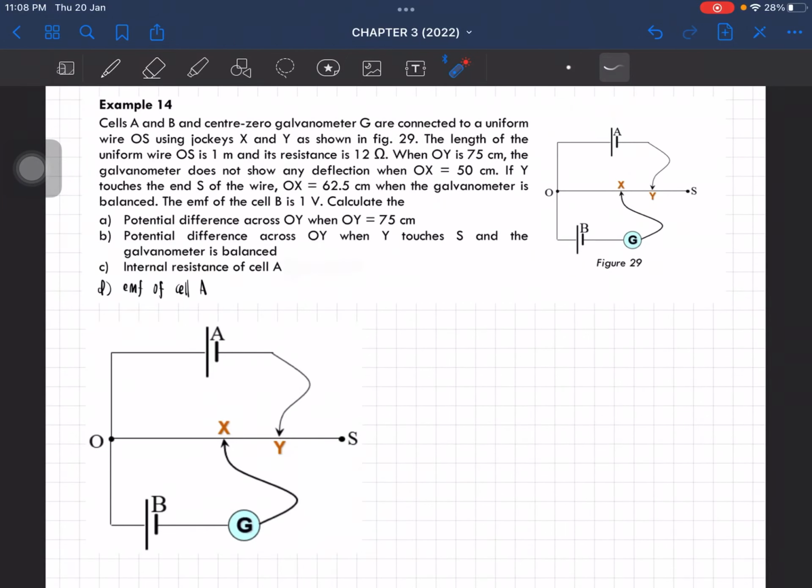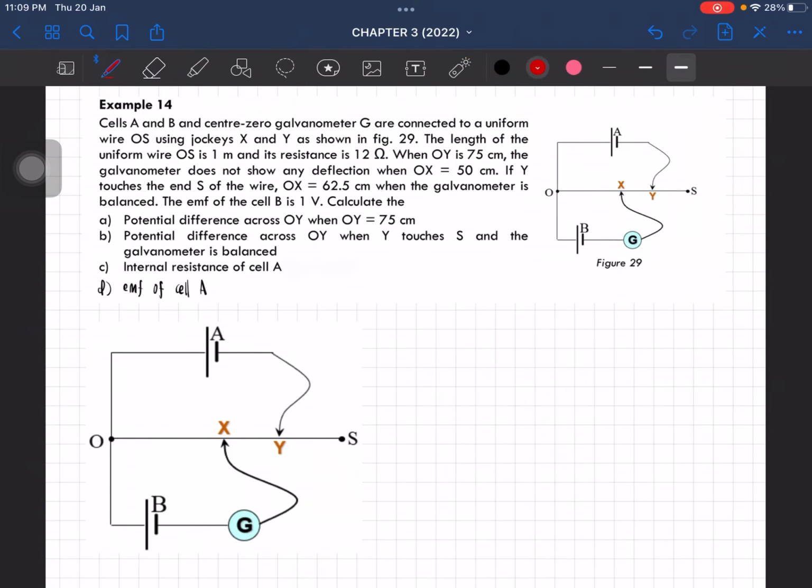Example 14, our last example. Cells A and B and center 0 galvanometer G here is connected to a uniform wire OS. It is by using jockeys X and Y. So now there are two jockeys. The length of the uniform wire is 1 meter and its resistance is 12 ohm.